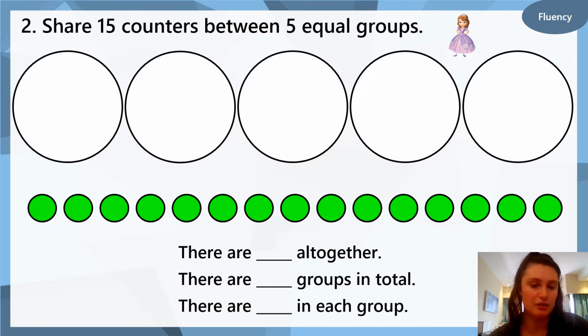So let's have a look at the questions. There are blank all together. So how many counters did we use all together? There are blank groups in total. How many groups do we have? That's in the question as well. And there are blank in each group. How many are in each group? Pause the video now while you find the answer.